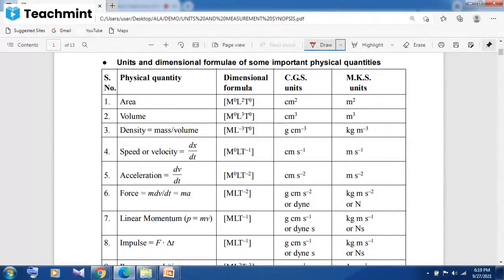So you can see here, first let us go for area. You might know the area of a circle is pi r square. The area of a rectangle is length into breadth. The area of a square is side into side. Like that, many other geometrical shapes have areas available.